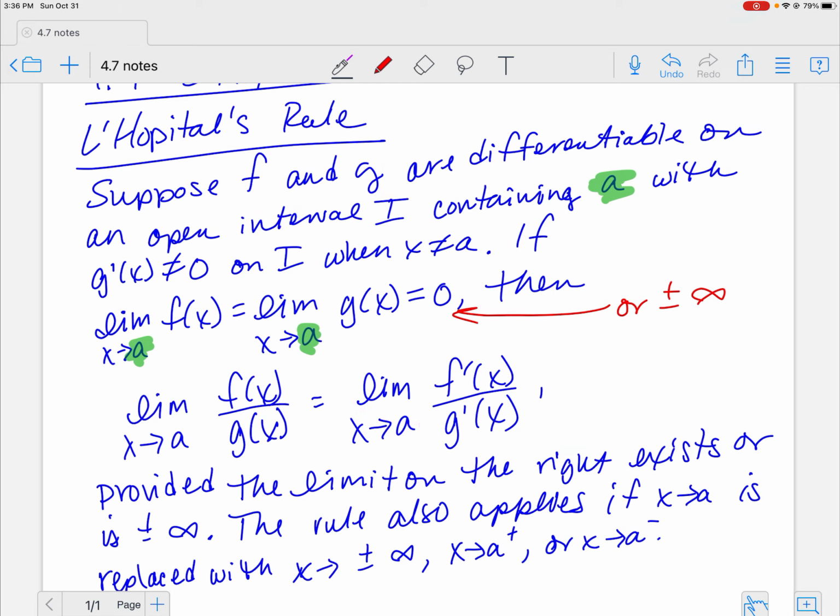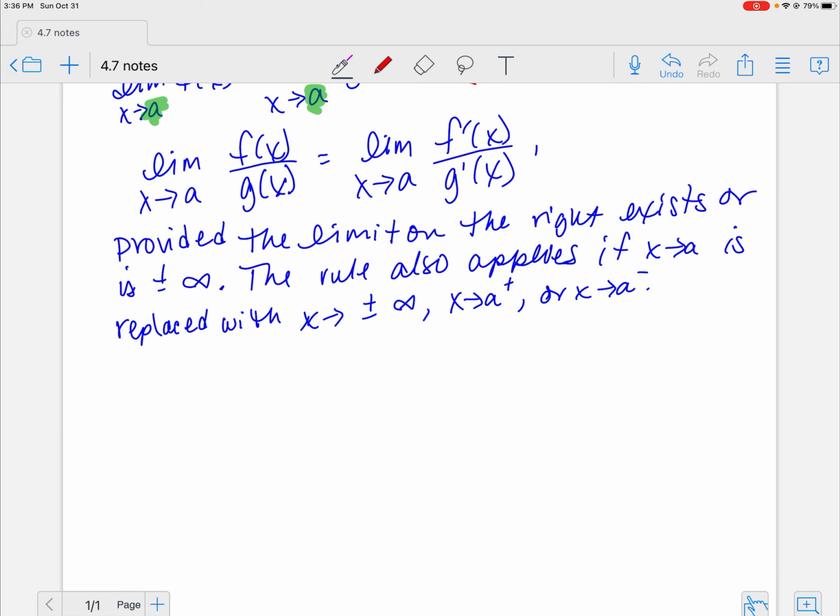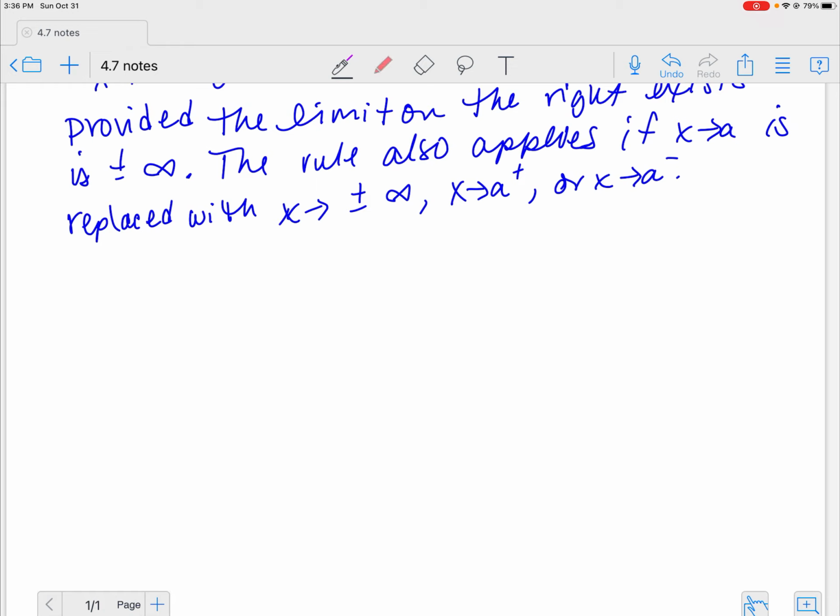I'm going to take the derivative of the top and the derivative of the bottom, provided the limit exists. So I can have any kind of limit. That's what this means down here: x approaches a, x approaches positive or negative infinity, to the left, to the right, nobody cares. Here's the key to L'Hopital. We're going to write it out. This is what you're actually doing with L'Hopital.